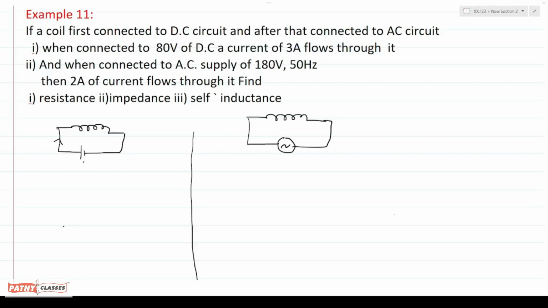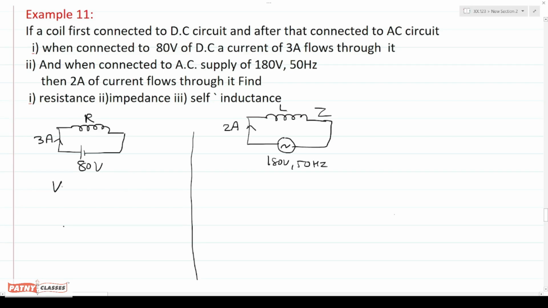First, the coil is connected to an 80 volt supply and the current flowing through it is 3 ampere. In the second case, the coil is connected to a 180 volts 50 Hz AC supply and the current flowing through the circuit is 2 amperes. We need to find resistance R, the impedance of the circuit, and the value of self-inductance, that is, the value of L.